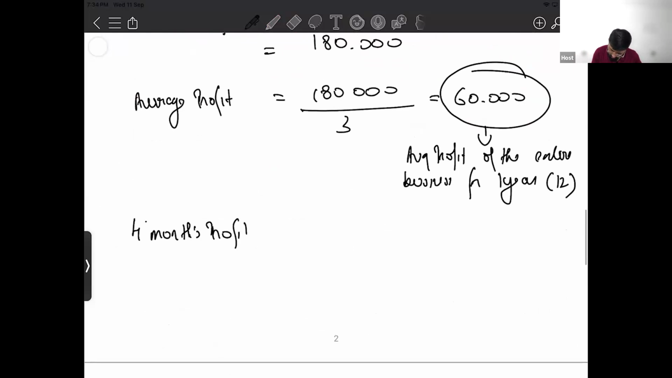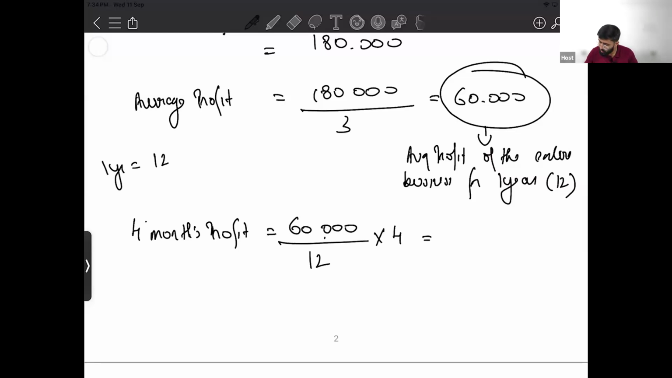The profit is 60,000 for 12 months. 1 year is equal to 12 months. 60,000 divided by 12 gives me the profit for 1 month, and if I multiply it by 4, I will get the profit for 4 months. So 4 months' profit is 20,000. This is for January to April.